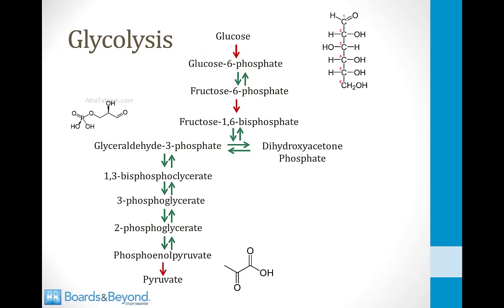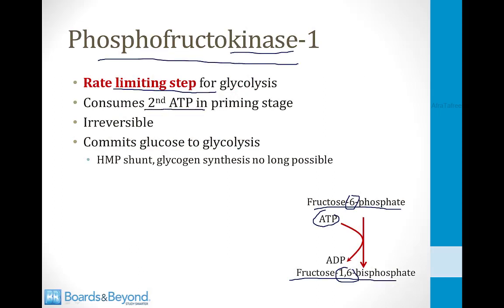If we go back to our overview slide, we previously talked about the conversion of glucose to glucose 6-phosphate. This is a reversible step here, so now we're going to talk about this step right here. It is the second irreversible reaction of glycolysis. This step consumes the second ATP in the priming step. As I said before, it's irreversible. And once glucose progresses through this step, it is committed to glycolysis.